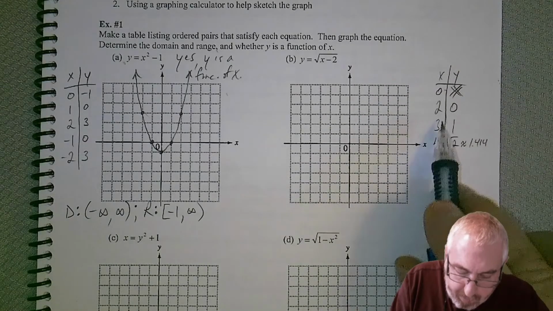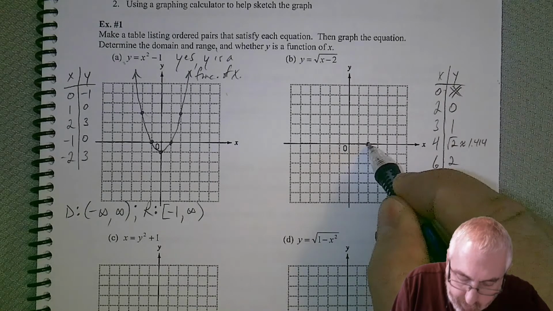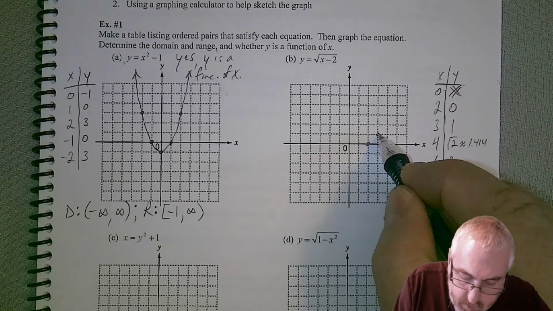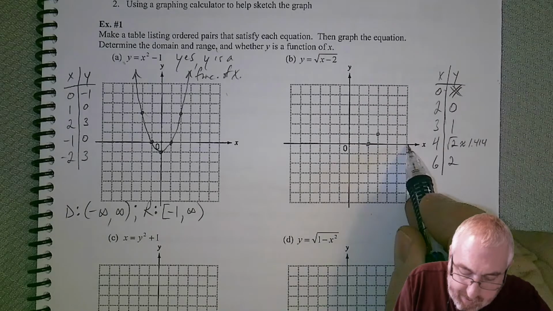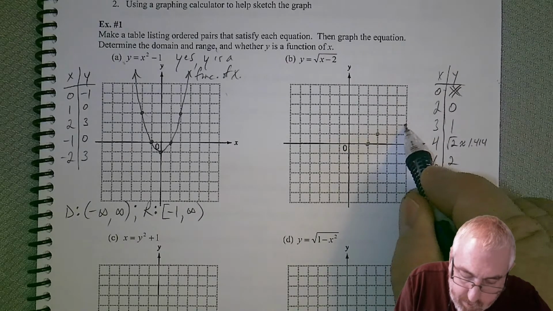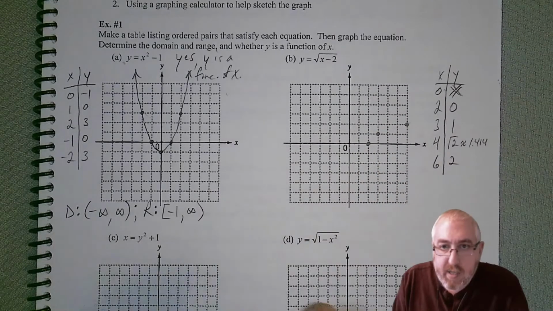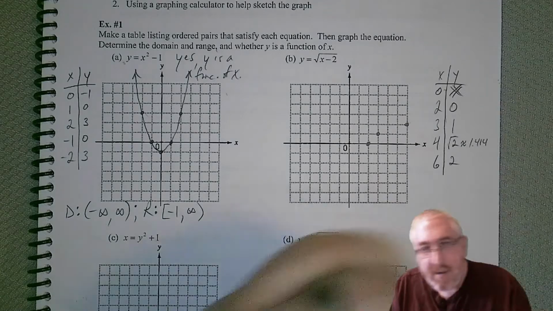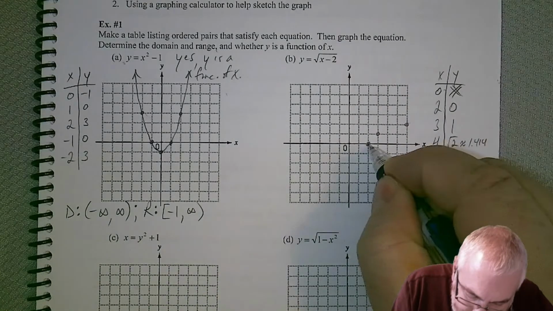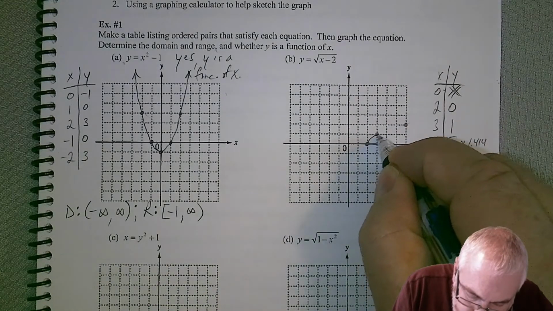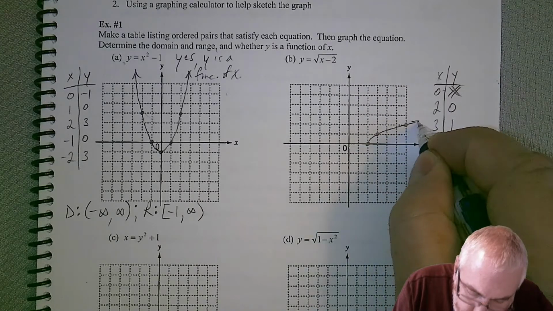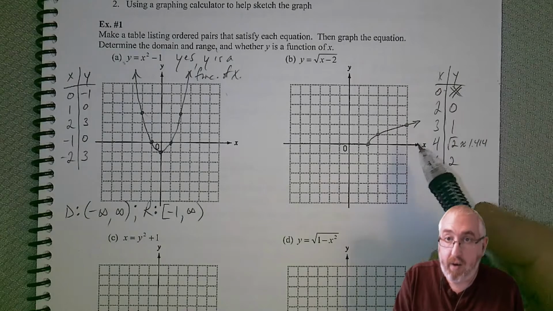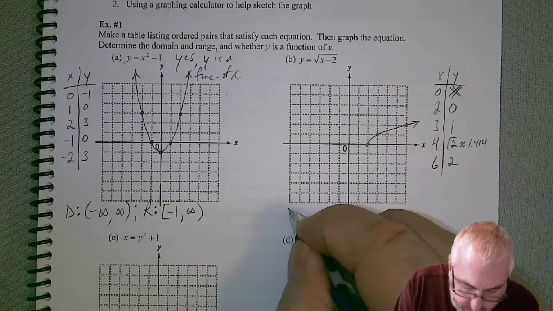Okay, so if we plot our points, we got one here at 2, 0. Now we're going to go to 3, 1. And we want to go to 6, 2. So you can kind of see it has that gentle little curve. All right, so we have our table, we have our graph, we need our domain and range.